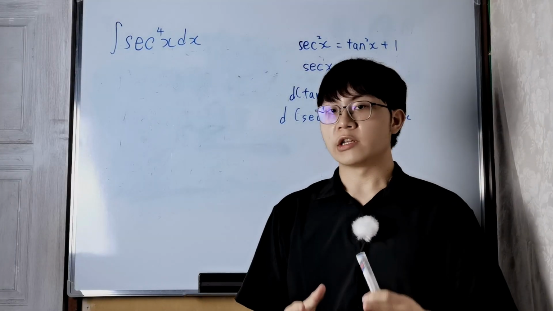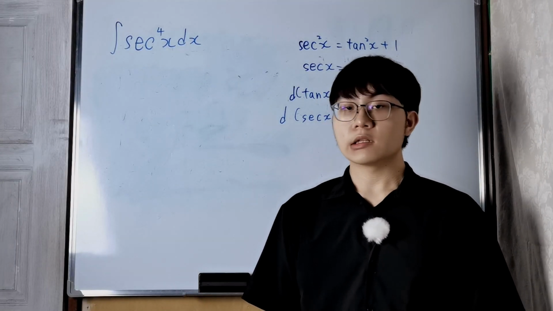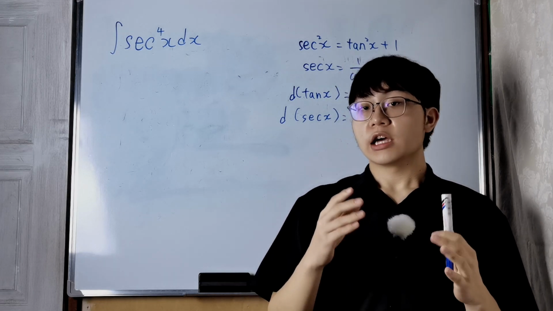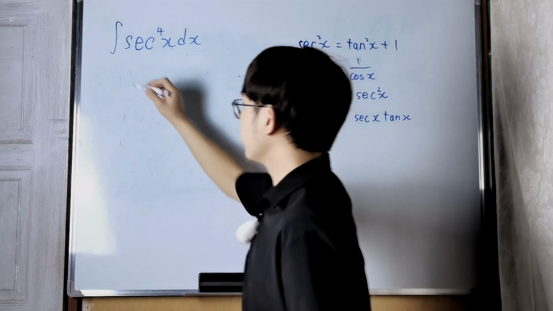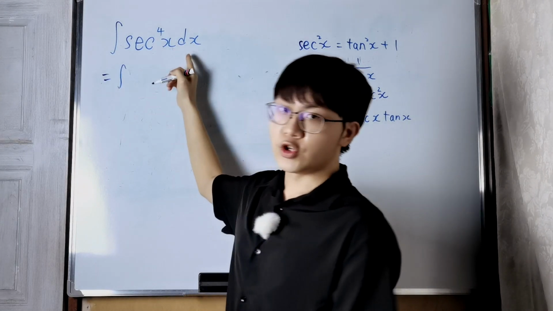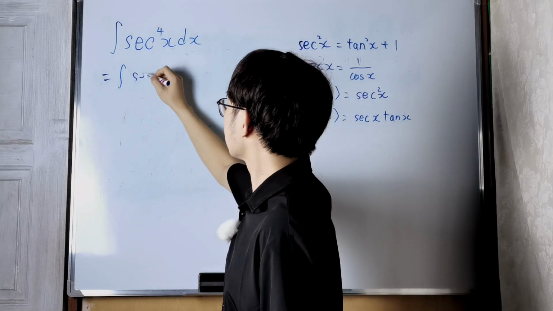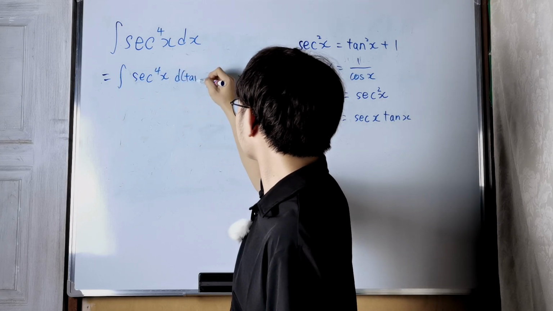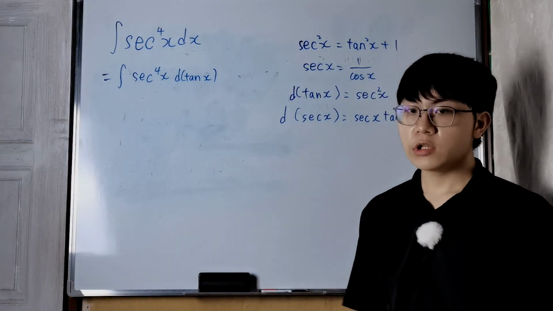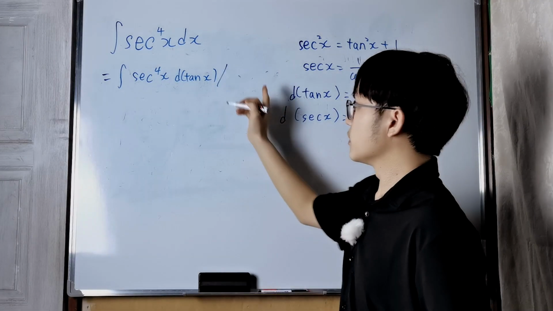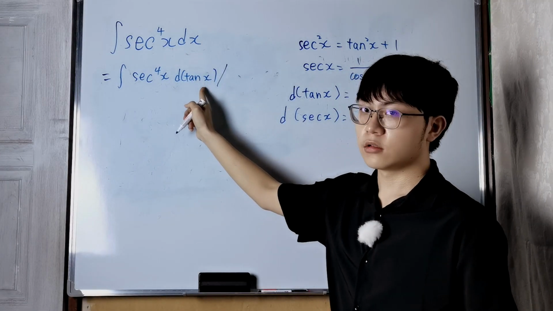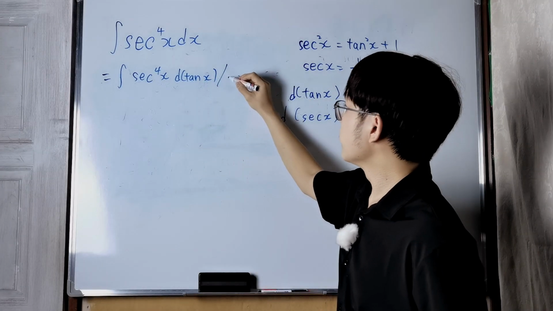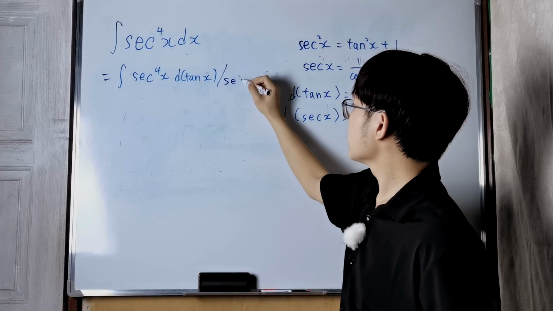So now we're gonna try the second method. The second method is actually the intermediate version of the previous one, but it is the same thing. The first thing we're gonna do is change dx into d tangent x. When we do this, we need to divide by the derivative of the thing we put in. Differentiating tangent gives secant squared x, so we need to divide by secant squared x in here.